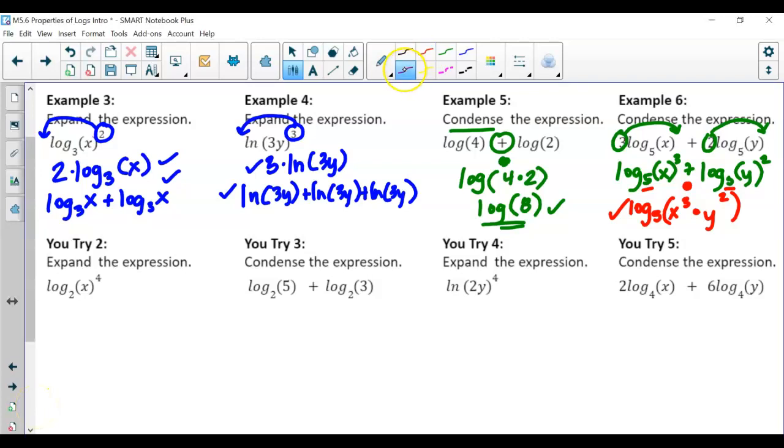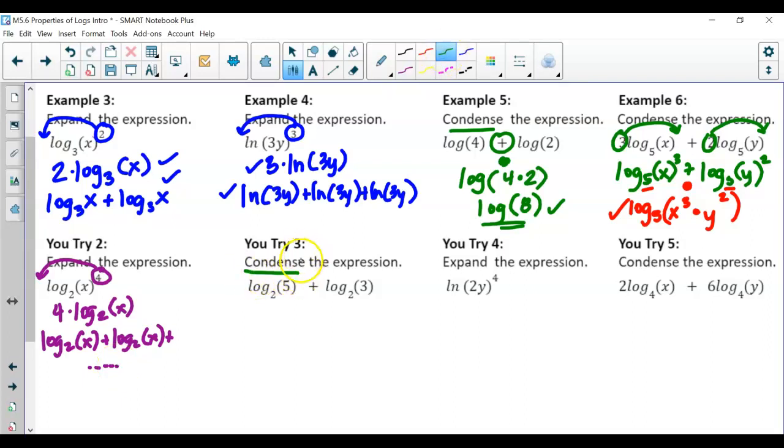And here we go. So here you could have noticed that I'm expanding and I've got an exponent here of 4. So I can bring my exponent down. So this is 4 times log base 2 of x. Or you can write log base 2 of x 4 times. So log base 2 of x plus log base 2 of x, and 2 more times here. Then condensing. So writing this now as 1 log. Are the bases the same? Yes. And notice how we're adding, so we're going to multiply. So this is log base 2 of 5 times 3, which is log base 2 of 15.